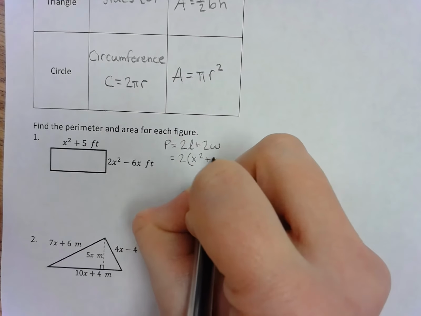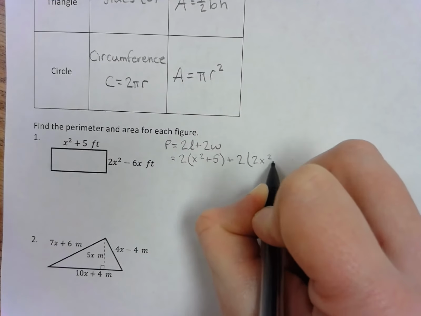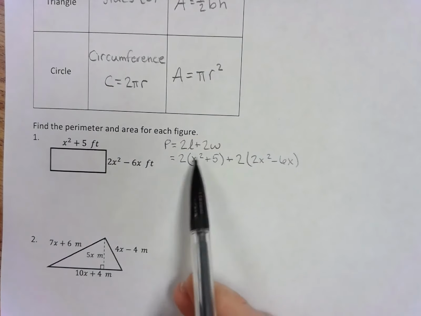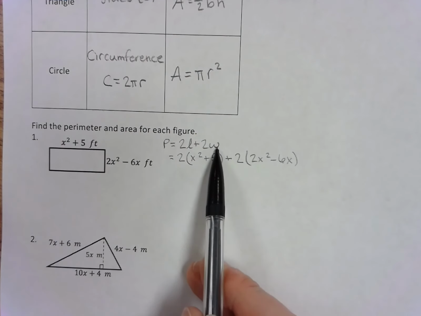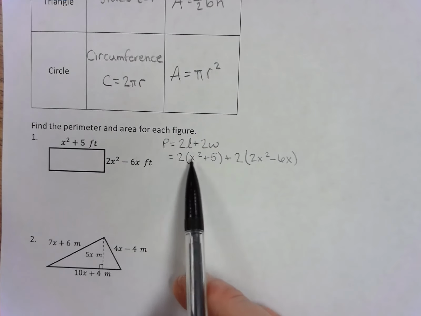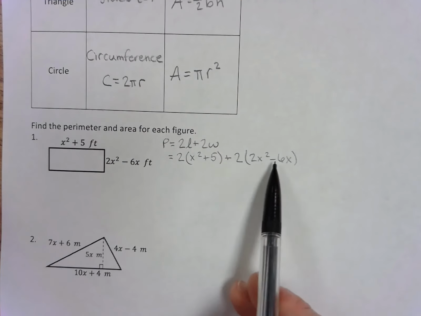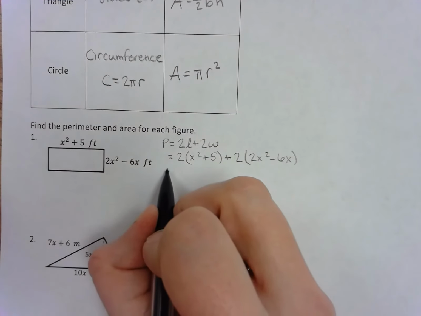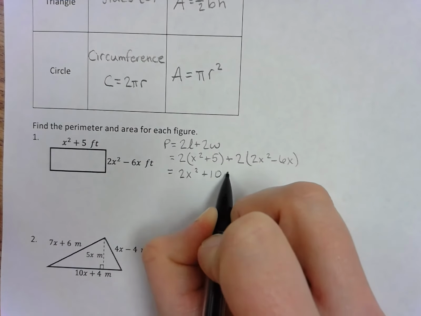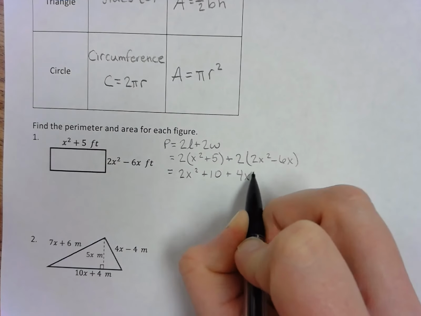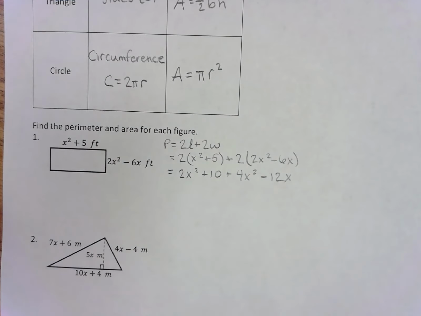So x squared plus 5 plus 2 times your width, so we got 2x squared minus 6x. In this case, the parentheses are important because you want to multiply the 2 times the entire length and 2 times the entire width, and not just the first term of the length or width. So 2 times the whole thing, show in parentheses. Same here, 2 times the whole thing, show in parentheses around those length and width. So let's simplify this. 2 times x squared, 2 times 5, 2 times 2x squared, and 2 times negative 6x. So here we have our terms when we distribute those 2's.